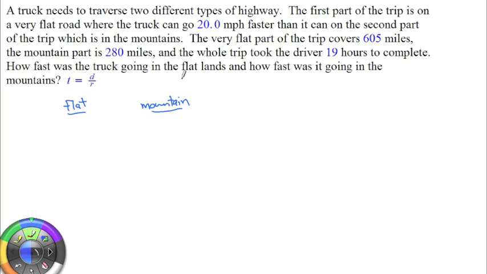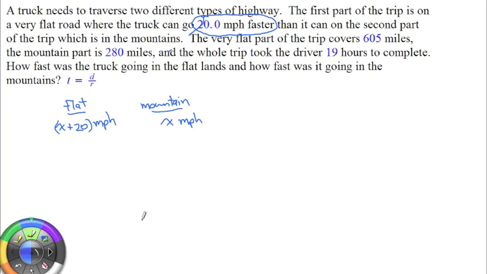But we know something about one of the rates. It's 20 miles per hour faster in the flat. So we know more about the flat rate than we do about the mountain rate. So we're going to call x the mountain rate, how fast he's going in the mountains, in miles per hour. And if he's doing 20 miles per hour faster over here, then the flat rate would be x plus 20 miles per hour.